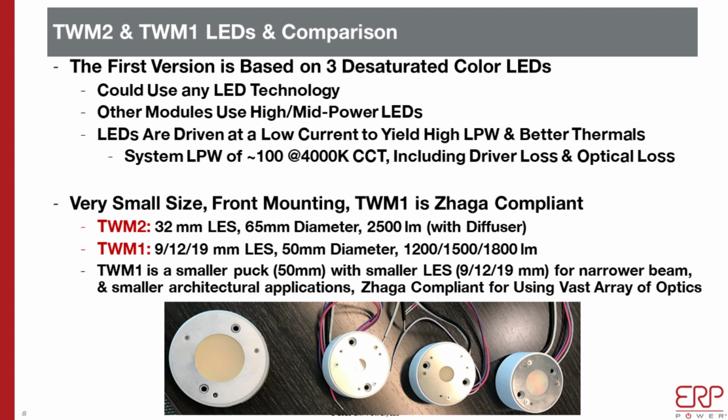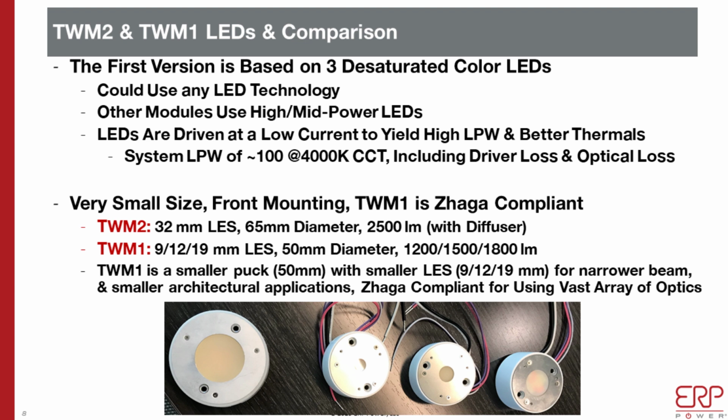Now, TWM1 is more geared toward tighter beam angles for more architectural applications, and that's why we offer 9 millimeter, 12 millimeter, and 19 millimeter LES. And the puck itself is fairly small, 50 millimeter, which is slightly less than 2 inches. So you can think of it as something that can fit into tubular type designs and smaller architectural applications.